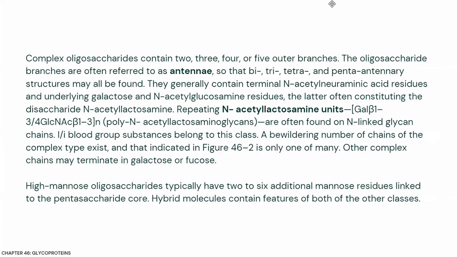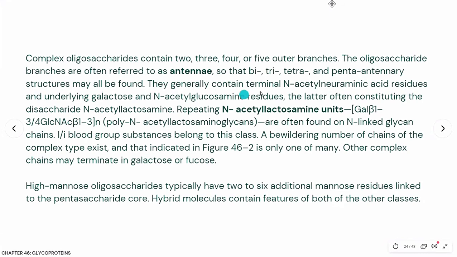Complex oligosaccharides contain 2, 3, 4, or 5 outer branches. The oligosaccharide branches are often referred to as antennae or antenna. So if you have 2 antennae, it's called biantennary; 3, triantennary; tetraantennary; and pentaantennary. So pentaantennary structures may be found.